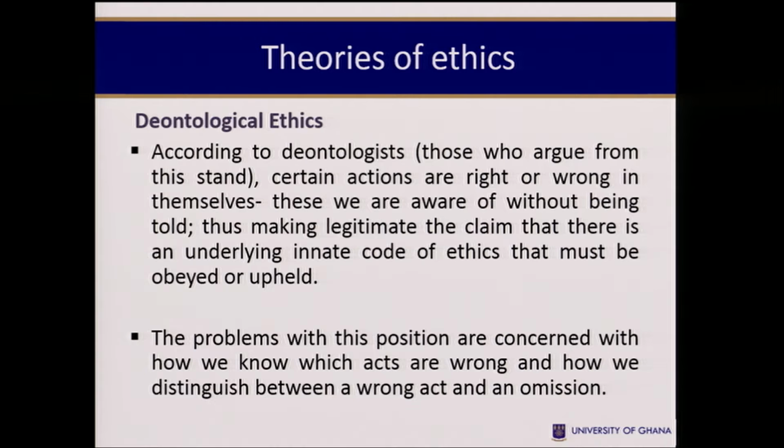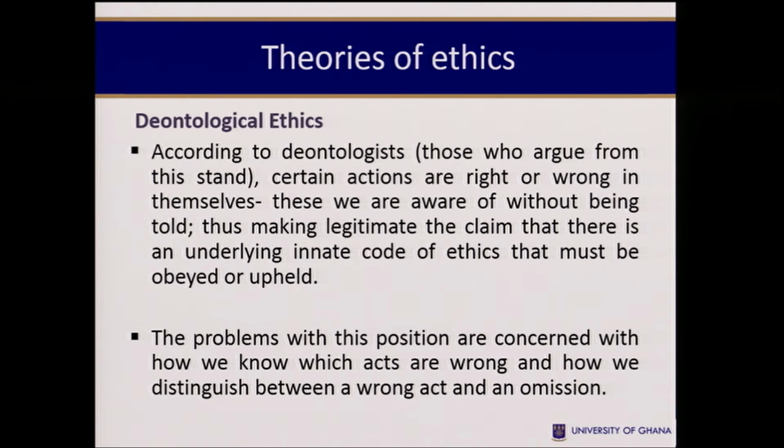There are several theories of ethics. For instance, we have the deontological ethics. And the deontological ethics talks about actions being right or wrong in themselves. This we are aware of without being told, thus making legitimate the claim that there is an underlying innate code of ethics that must be obeyed or upheld. The problems with this position are concerned with how we know which acts are wrong and how we distinguish between a wrong act and an omission.